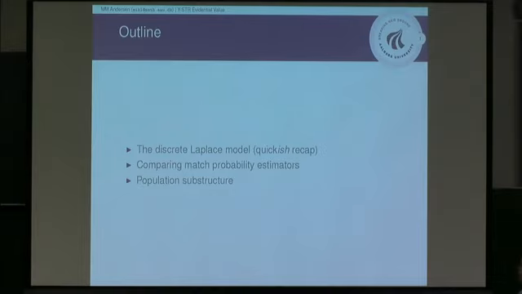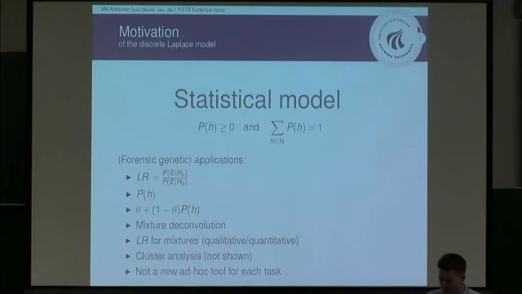I'll start by quickly doing a recap of the discrete Laplace model for those who don't know it. Then I'll do two larger parts of the talk. I'll talk about how to compare likelihood ratio estimators, and I'll talk a bit about population substructure as well.